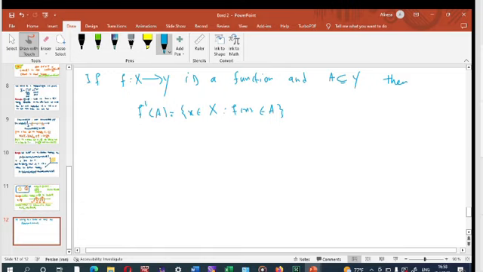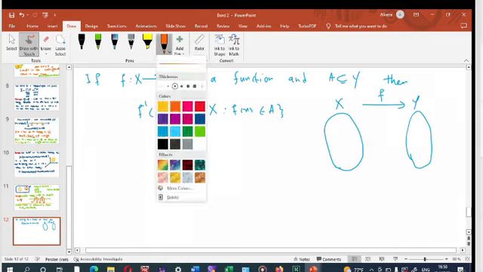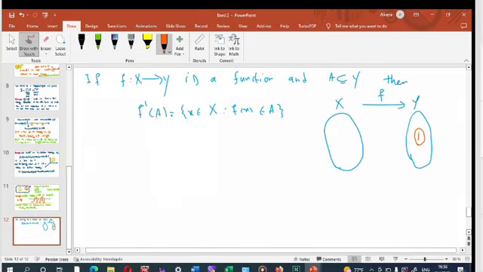So if we consider, for example, these two sets, X and Y, and f a function from X to Y, and we consider a subset A of Y, then we have the inverse image of A under f: the set of all x such that f of x belongs to A. This is the inverse image of A.